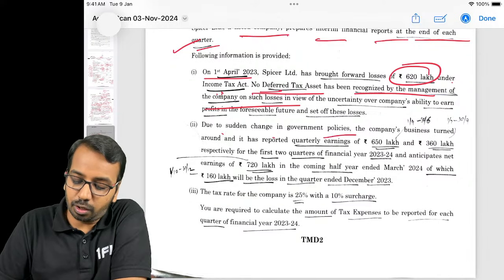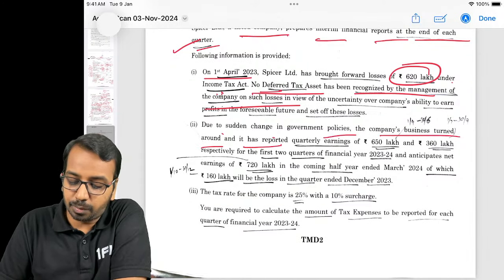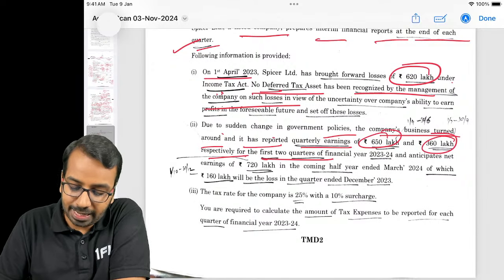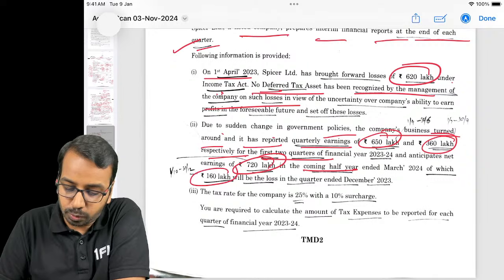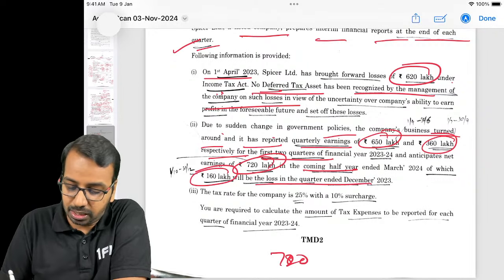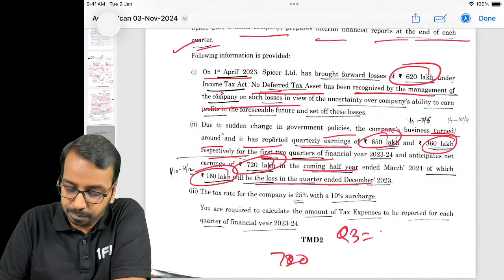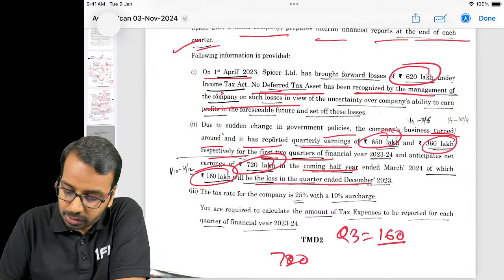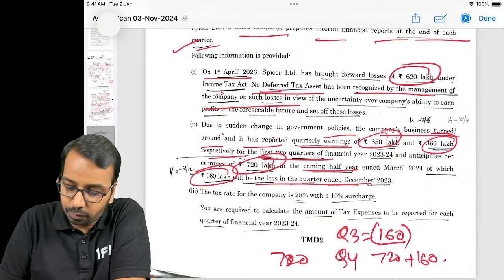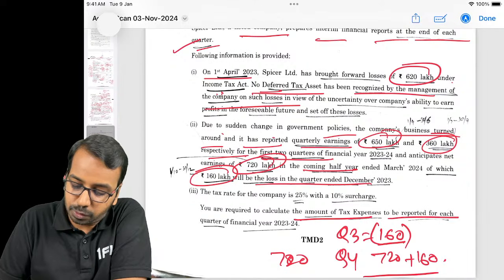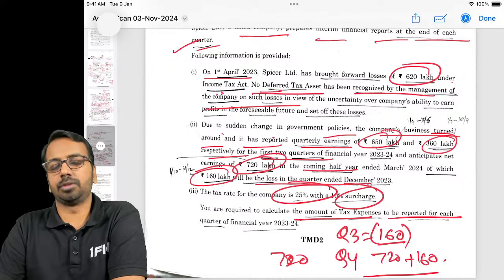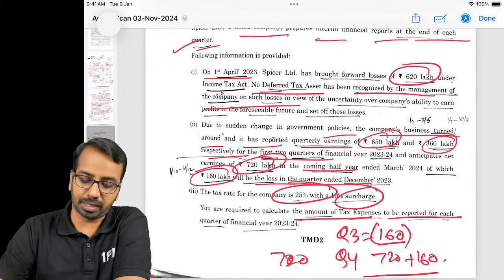Due to certain changes in government policies, the company's business turned around and it has reported quarterly earnings of 650, 360 respectively for the first 2 quarters and 720 in the coming half, which includes 160 of loss. So basically 720 is after 160 of loss. So in Q3 you will have 160 of loss, and in Q4 you will have 720 plus 160 of profit. Required to calculate the tax expense to be reported considering 25% and 10%. Okay, this is again a similar question from the material from our classes and also from a past exam paper.